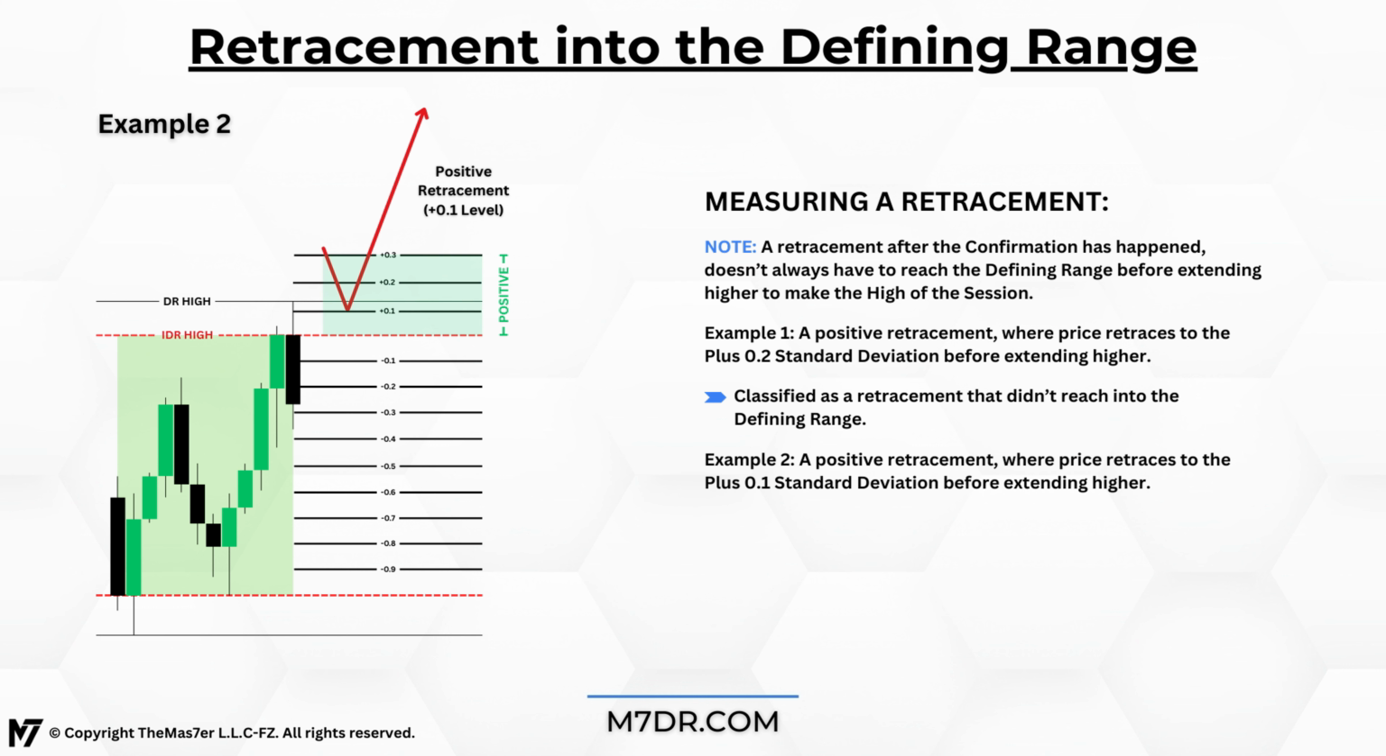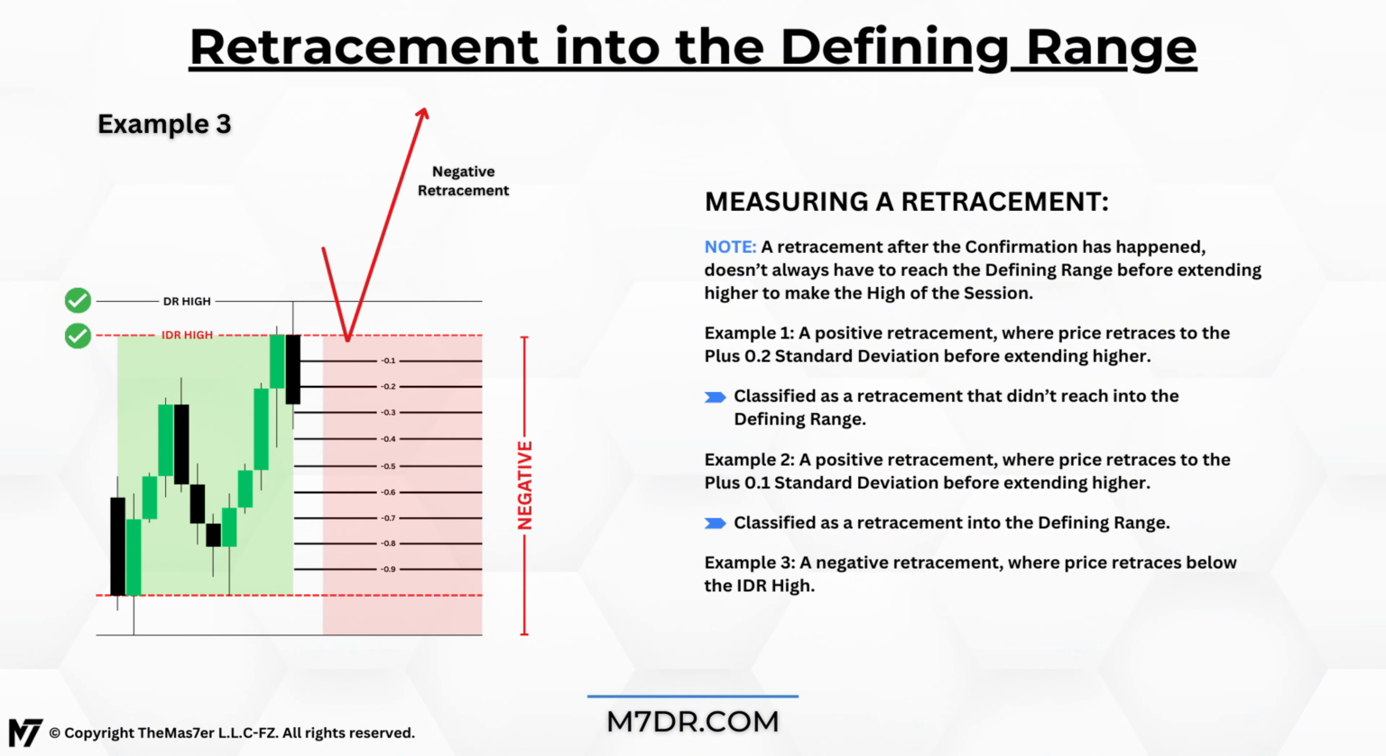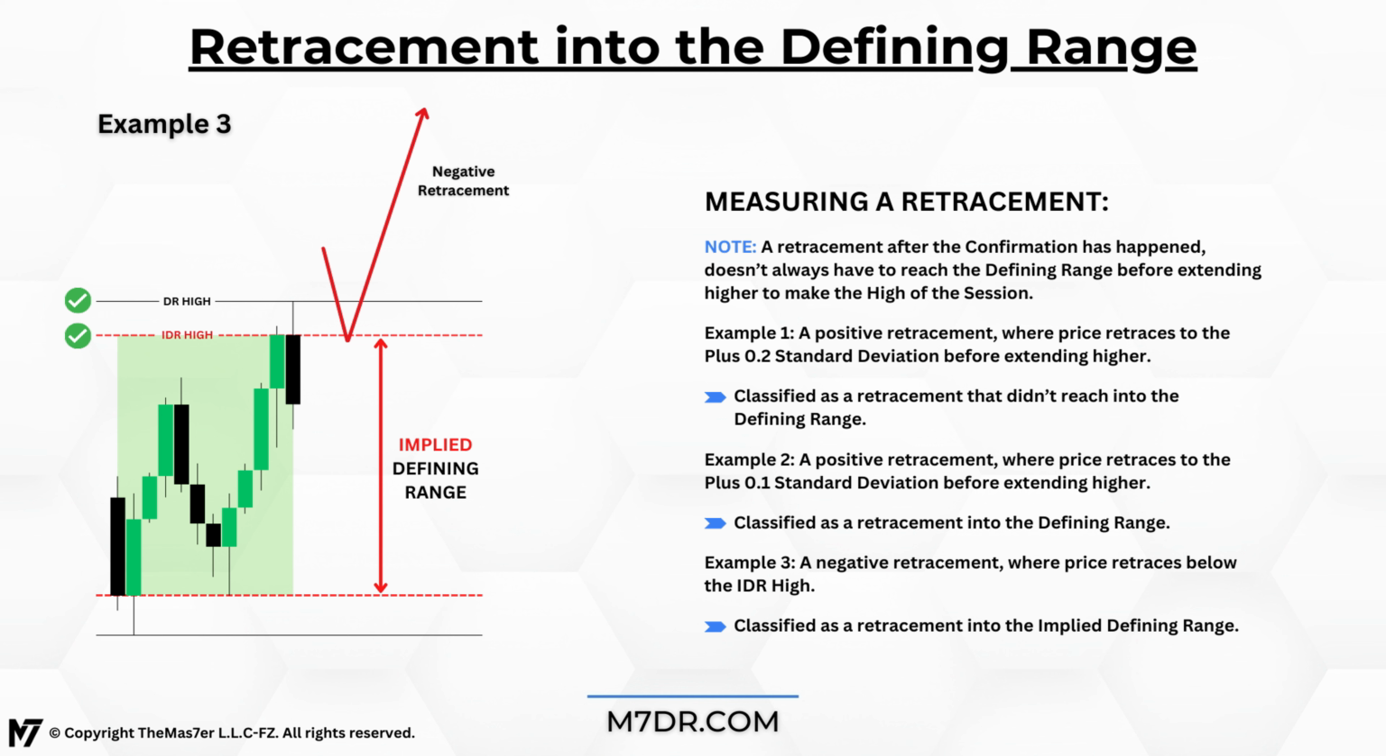A retracement back to the plus 0.1 level is also considered a positive retracement. The difference here is that it reached into the defining range but not into the implied defining range. For the statistics, it would be counted as a retracement into the defining range. A retracement below the IDR high would be classified as a negative retracement and statistically counted as a retracement into the implied defining range. But the question is, what insights do you gain out of it?